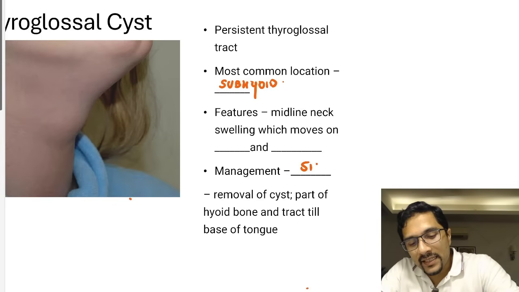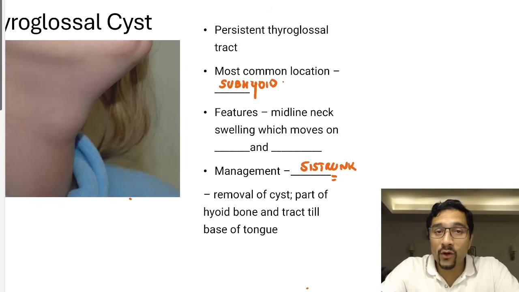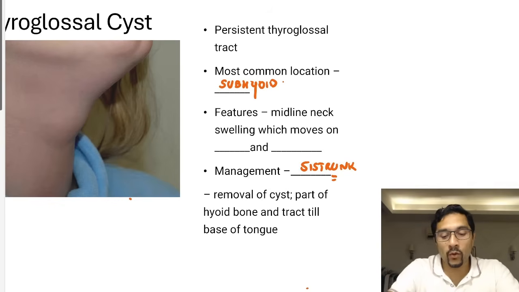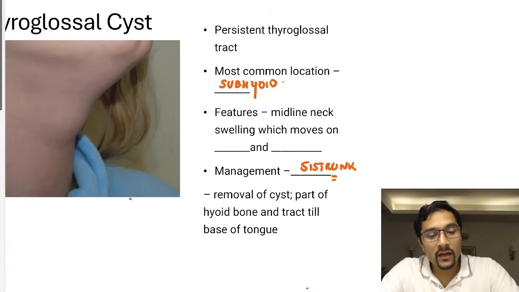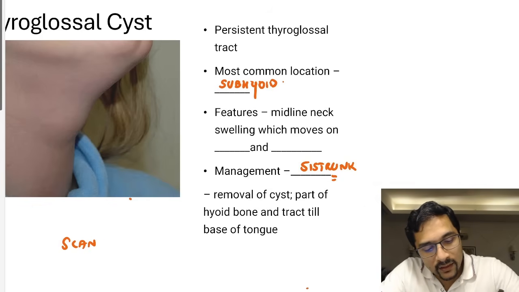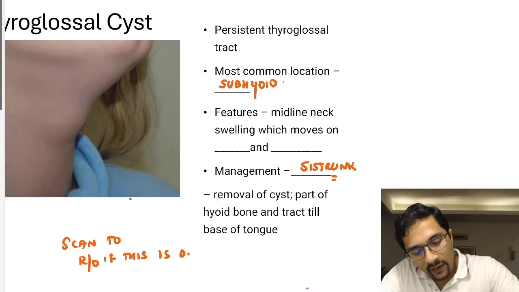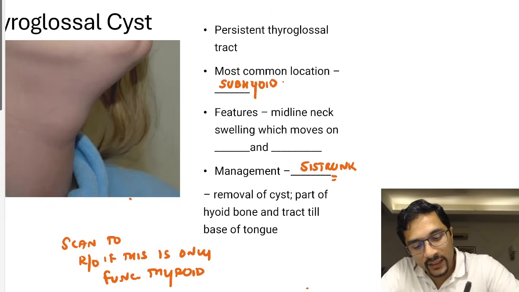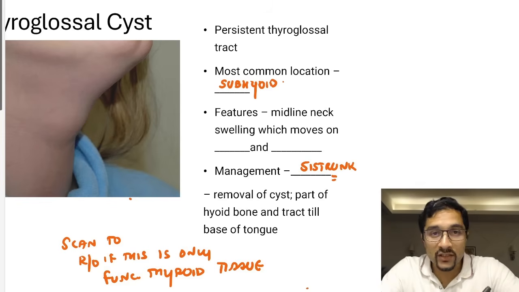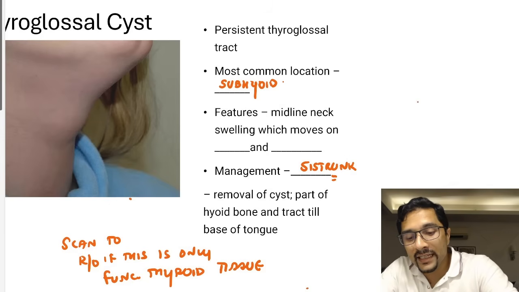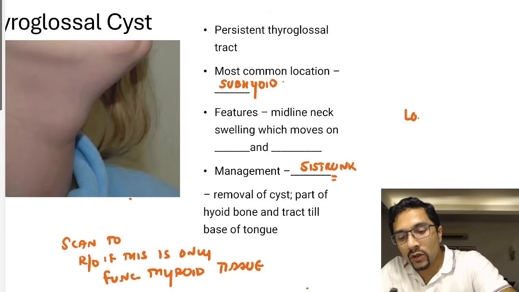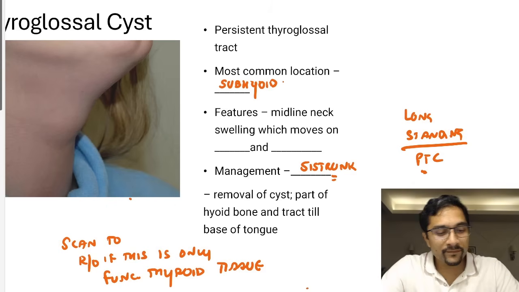The management is Sistrunk surgery, which was mentioned in the question. Sistrunk surgery is removal of the cyst and part of the hyoid bone, because the tract goes through the hyoid bone and the tract till the base of the tongue. Now, we should always do a scan to rule out if this is the only functioning thyroid tissue, right? Because if it is the only functioning thyroid tissue, you need to replace thyroxine in this patient. And we also know that long-standing cases of thyroglossal cysts can develop papillary thyroid cancer.